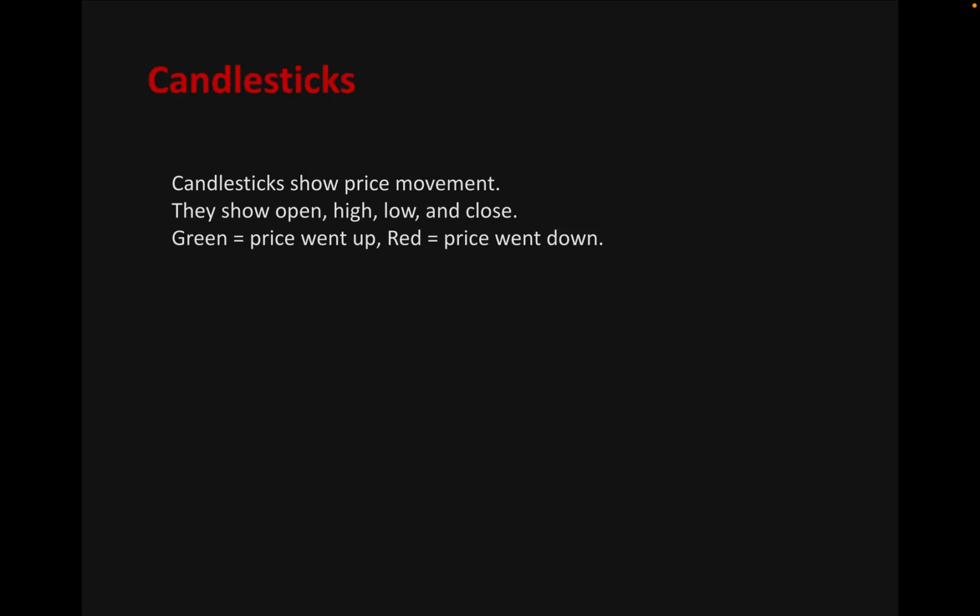Okay. Now, candlesticks, you will see this a lot. This is what you're going to be seeing. Candlesticks basically show you the price movement. They show where the candlestick opened and when it closed. All right. So when you see a green candlestick, it means that price just went up. When you see a red candlestick, the price went down. Okay.